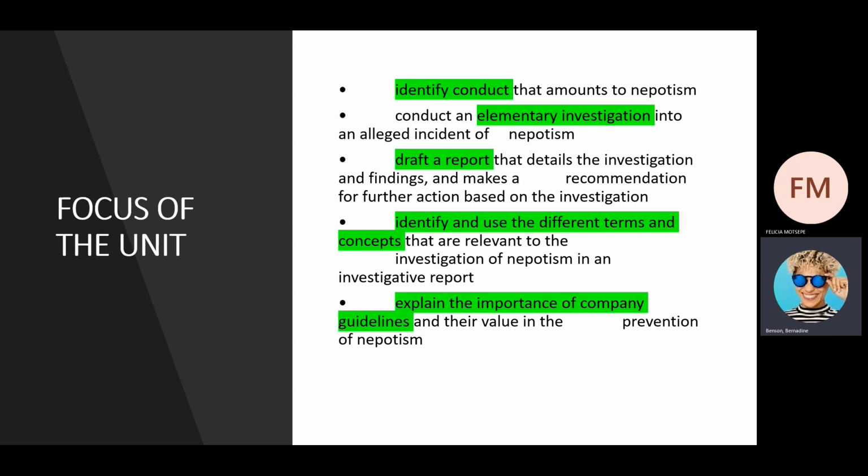You should be able to identify and use the different terms and concepts that are relevant to the investigation of nepotism in your investigative report. And you should be able to explain the importance of company guidelines and their value in preventing nepotism.